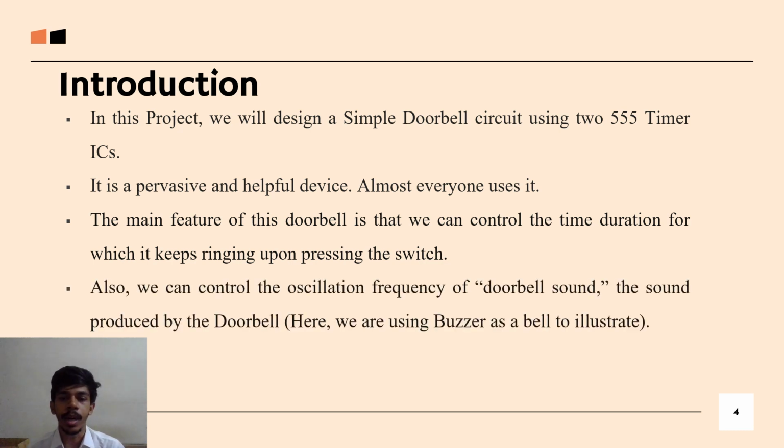Also, the oscillating frequency, we can control it because we're using the 555 timer. The oscillating frequency actually determines how loud the bell should be. So if the house is big and there are many rooms, we want it to be very loud. But if the house is very small, we don't want it to be very loud, we just want it to be in a moderate audible range. So we can control it by controlling the oscillating frequency, and by using the 555 timer, it is very easy to control the time and the oscillating frequency.